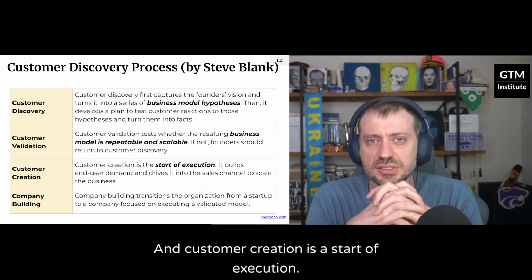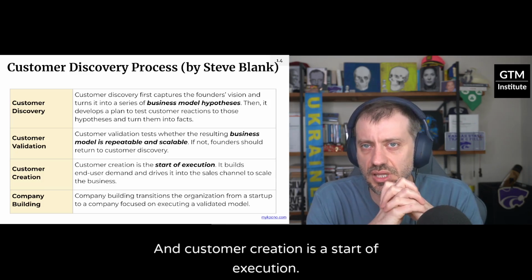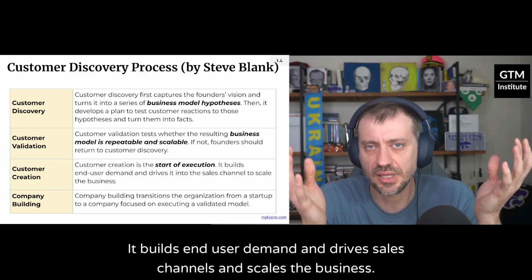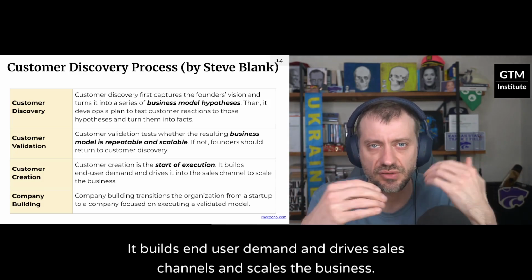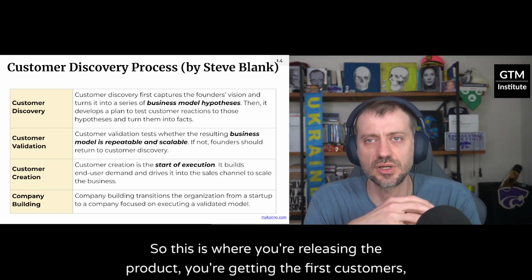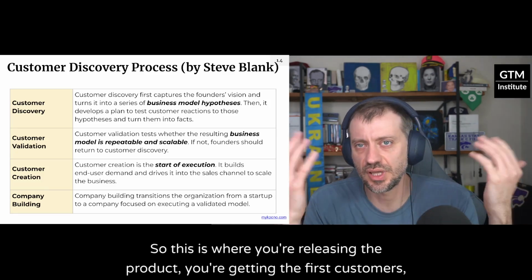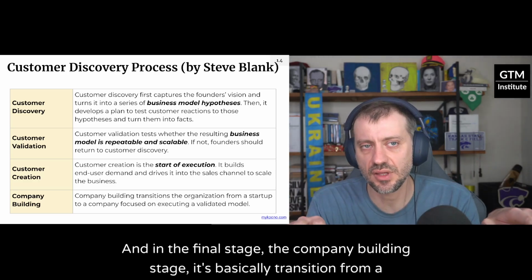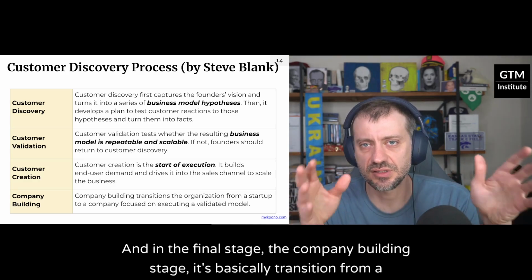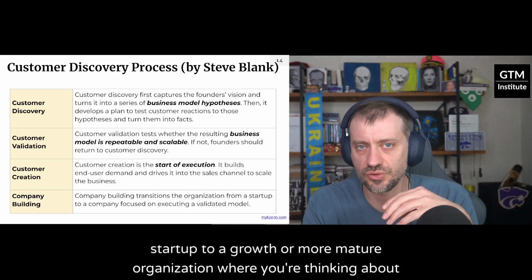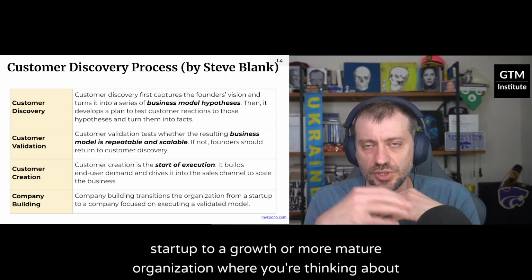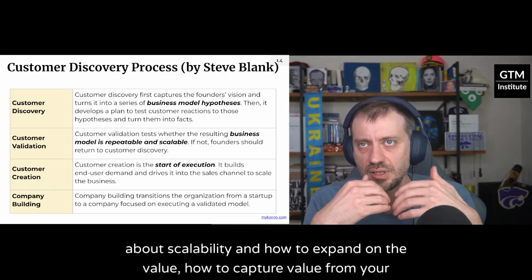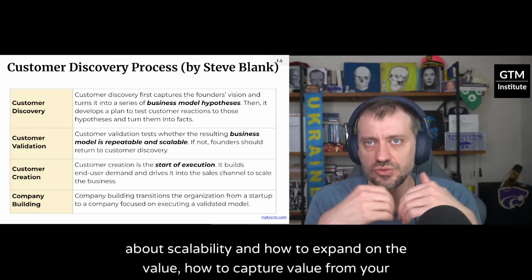Customer creation is the start of execution. It builds end user demand, drives sales channels, and scales the business. So this is where you're releasing the product, getting the first customers, and scaling them. And in the final stage, the company building stage, it's basically a transition from a startup to a growth or more mature organization, where you're thinking about scalability and how to expand on the value, how to capture value from your customers.